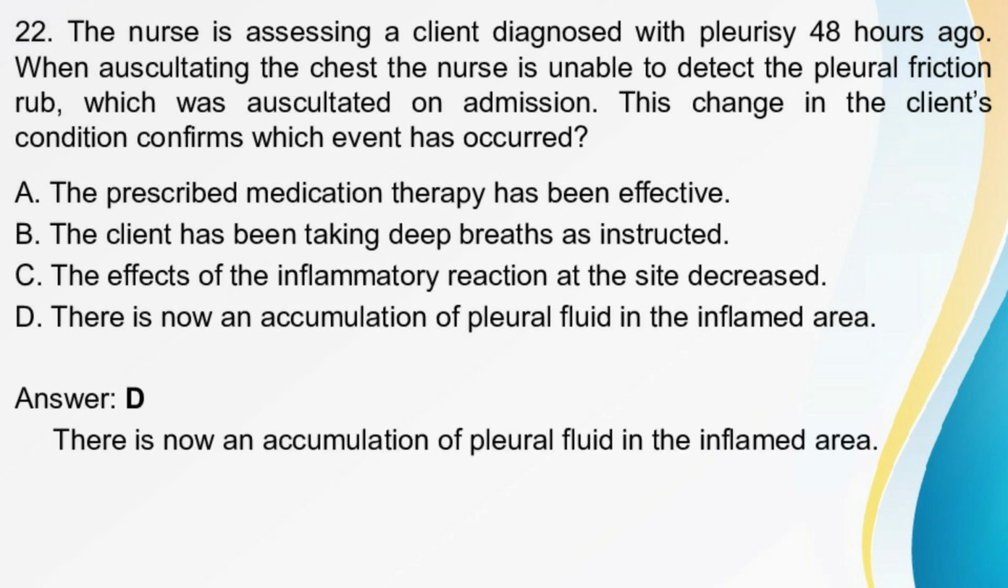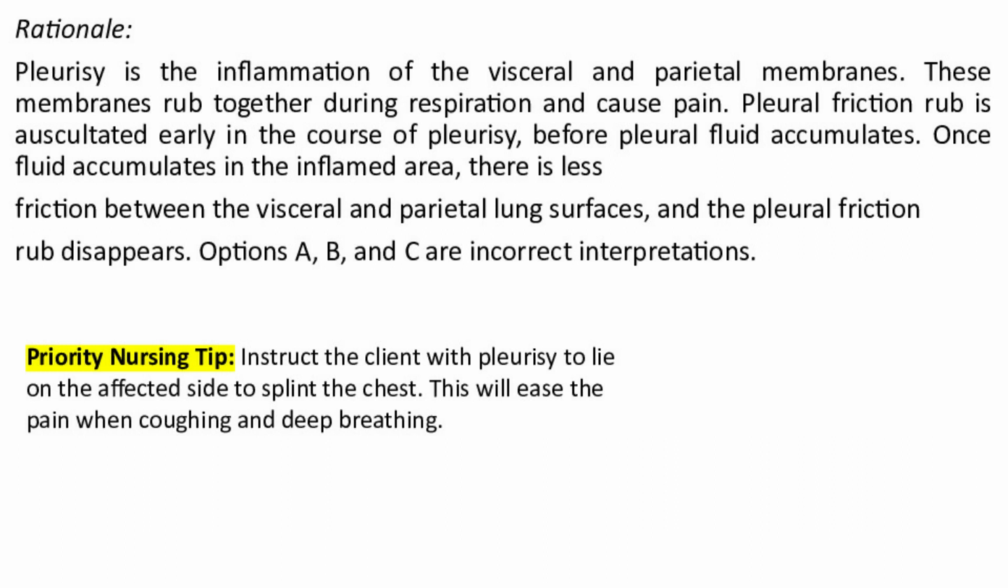Answer: letter D. There is now an accumulation of pleural fluid in the inflamed area. Pleurisy is the inflammation of the visceral and parietal membranes. These membranes rub together during respiration and cause pain. Pleural friction rub is auscultated early in the course of pleurisy, before pleural fluid accumulates. Once fluid accumulates in the inflamed area, there is less friction between the visceral and parietal lung surfaces, and the pleural friction rub disappears. Options A, B, and C are incorrect interpretations. Priority nursing tip: instruct the client with pleurisy to lie on the affected side to splint the chest. This will ease the pain when coughing and deep breathing.